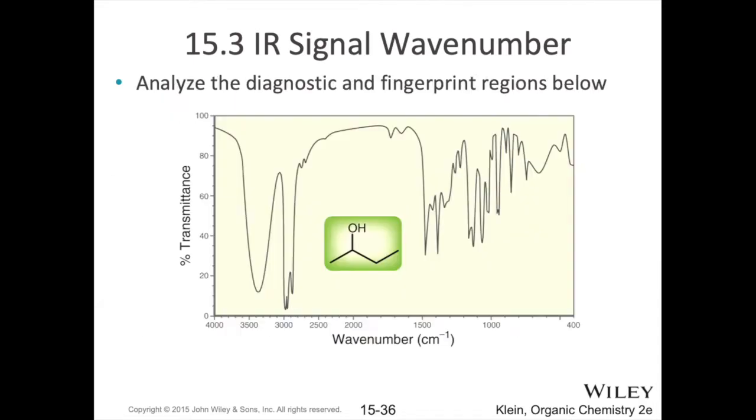Let's have a look at the diagnostic and fingerprint regions for an example spectrum. Here we have 2-butanol, and this is a spectrum for that molecule. You can see the distinction between our fingerprint region, which, like I said, is a whole mess of peaks here. But if we look at the diagnostic region, there are a few clear peaks that give us insight into what functional groups are present. Especially this nice broad peak here is characteristic of alcohol groups, and that is very easy to pick up in this diagnostic region.